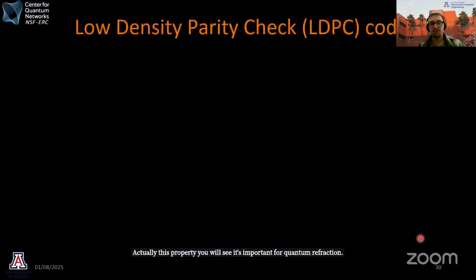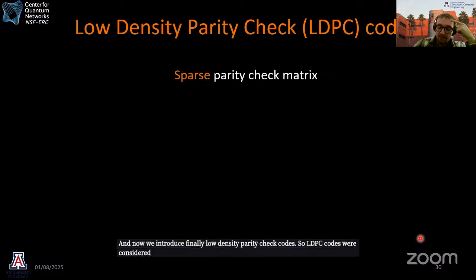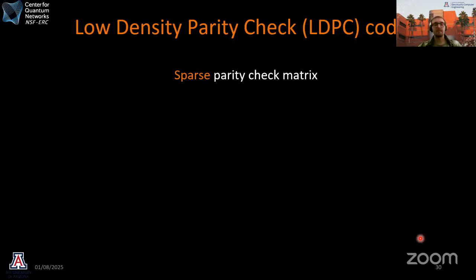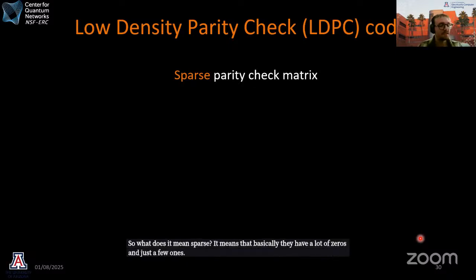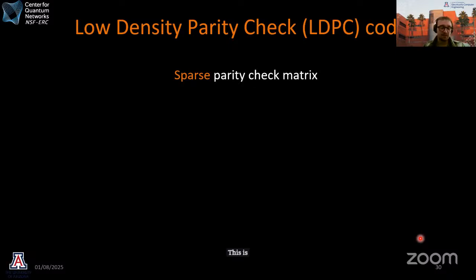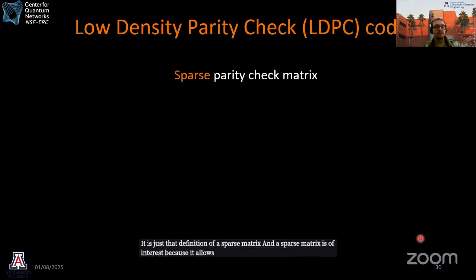And now we finally introduce low density parity check codes. So LDPC codes were considered because they allow sparse parity check matrices. So what does sparse mean? It means that basically they have a lot of zeros and just a few ones. It is just the definition of a sparse matrix. And a sparse matrix is of interest because it allows low complexity decoding algorithms.